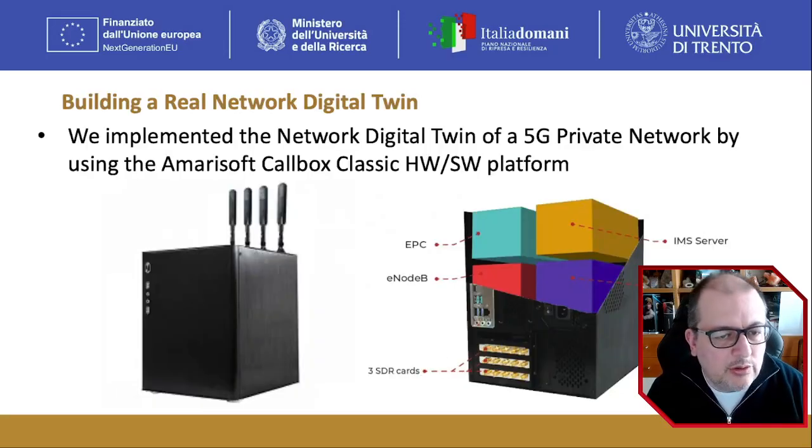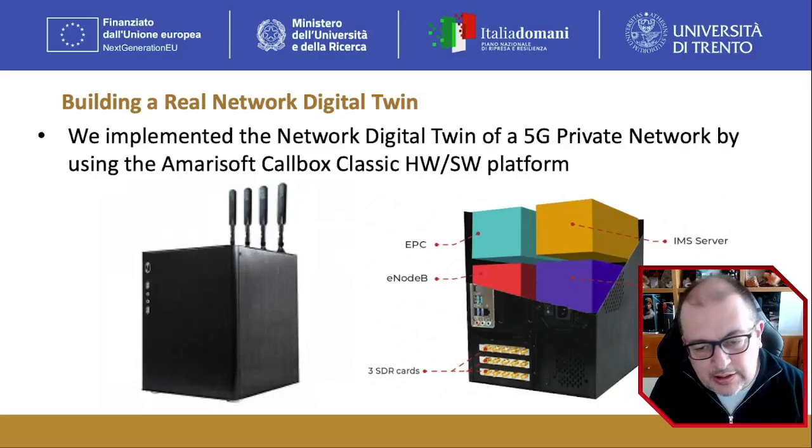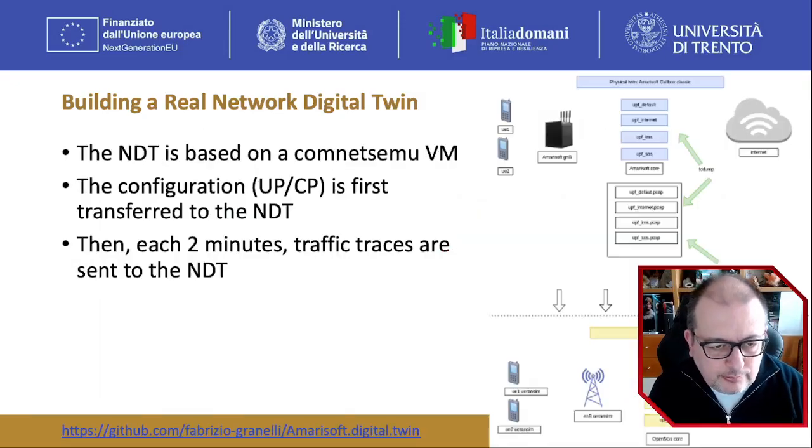We also decided to build a real network digital twin, and since we had to do it in the lab, we decided to use an Amarisoft Callbox Classic 5G private network that you can find as lab equipment. That is our physical twin. We built the network digital twin based on our network emulator, ComNetSemu, in the form of a virtual machine. And we sent to the network digital twin the configuration of the user and the control plane. And then every 2 minutes, we sent traffic traces that are played back by the network digital twin.